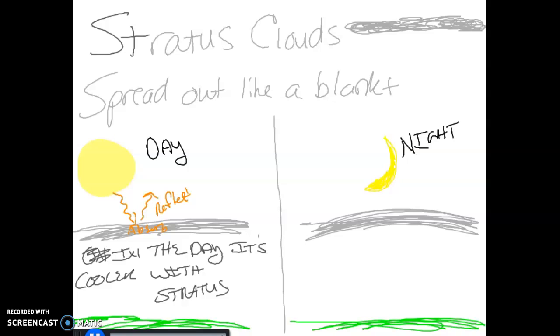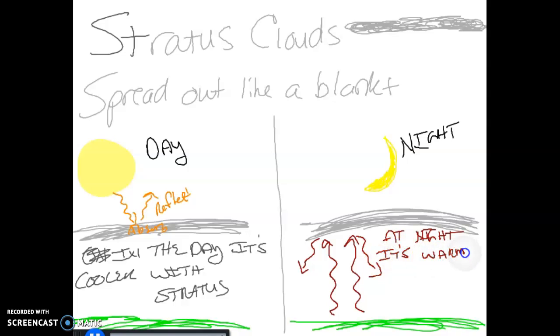It's a little different at night. Typically at night, the heat from the earth, because it's no longer being heated by the sun, starts to go up into the atmosphere on a clear evening. That's why some nights are super clear. But at nighttime, with stratus clouds, it's warmer. Why? Because the stratus clouds act like a blanket. They insulate the earth and keep it warmer in the evening.